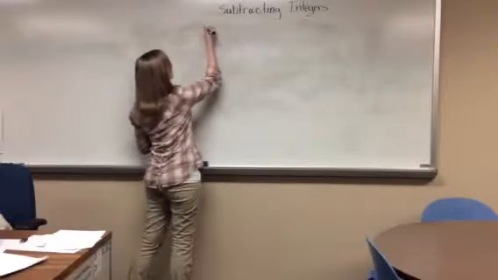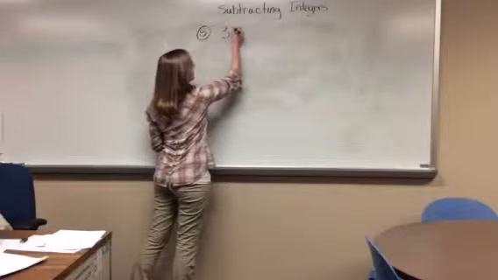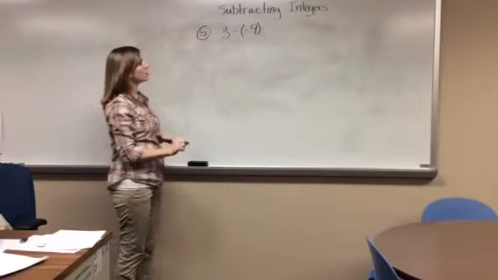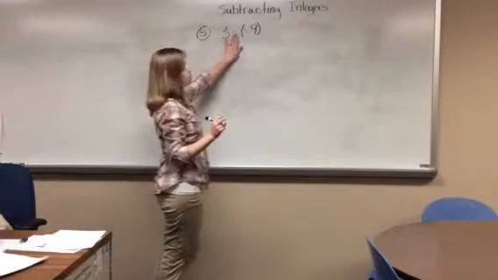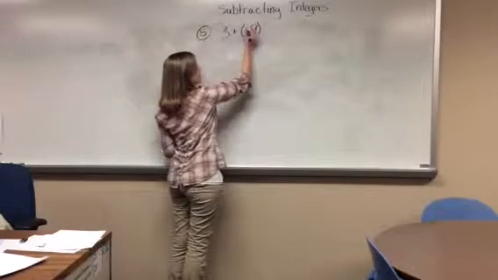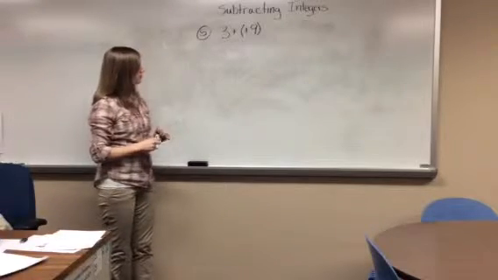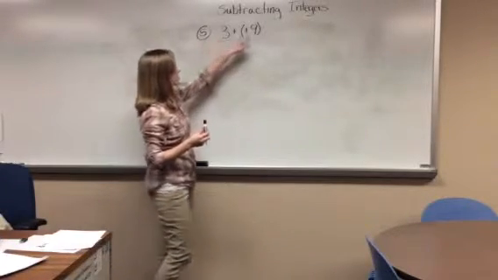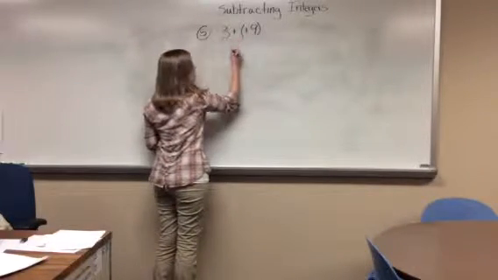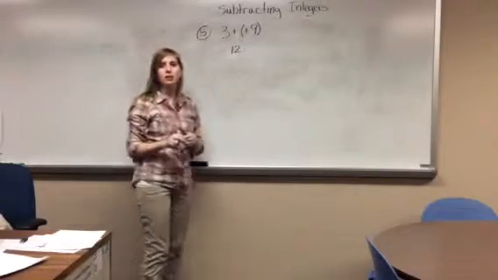All right, problem number 5. We have 3 minus negative 9. So what we can do is change our subtraction sign to addition, change the sign of the second number. Instead of -9, we make it +9. Following the rules of addition, my signs are the same. Both are positive numbers. So we add. 3 plus 9 is 12. Keeping the sign of the bigger number, my answer is +12.